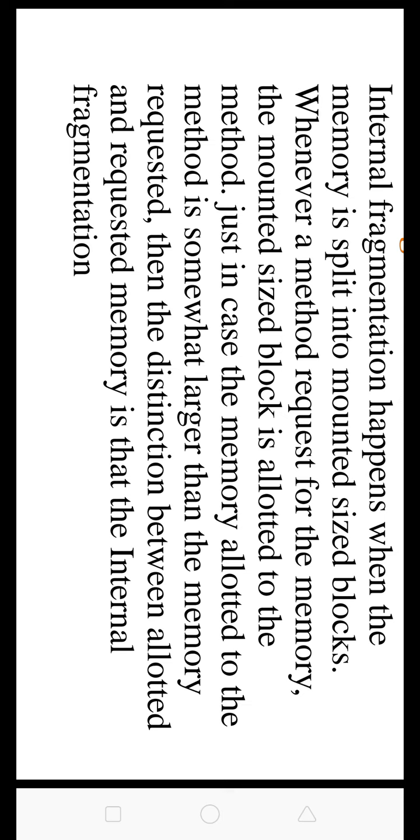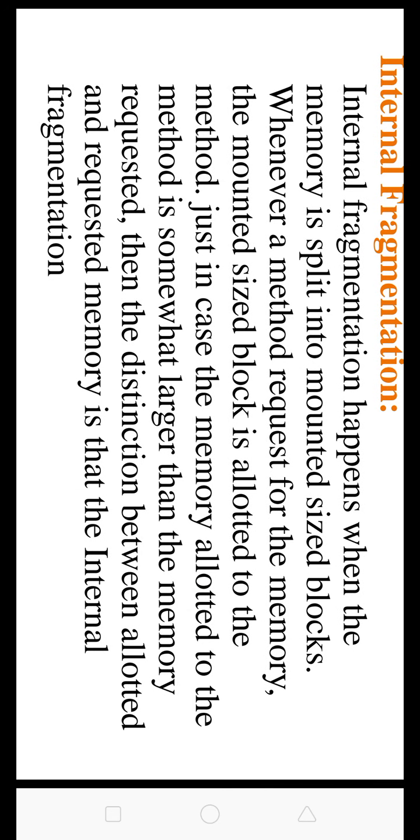Internal fragmentation occurs when the memory is divided into fixed sized blocks. Whenever a process requests memory, a fixed size block is allocated to the process. So in this case, the memory assigned to the process is somewhat larger than the memory requested. Then the difference between assigned and requested memory is the internal fragmentation. Actually, this leftover space inside the fixed sized block cannot be allocated to any other process, as it would not be sufficient to satisfy the memory request of the process.